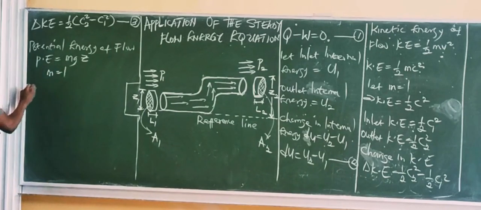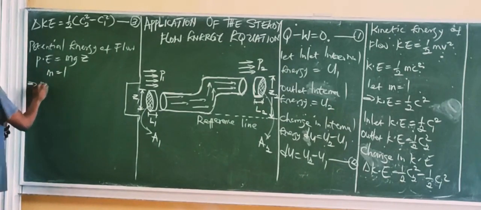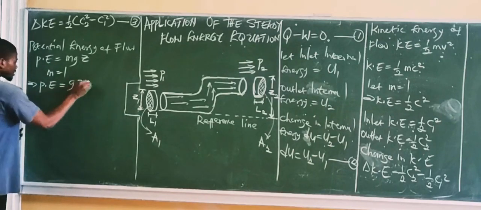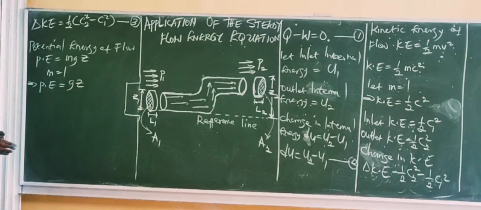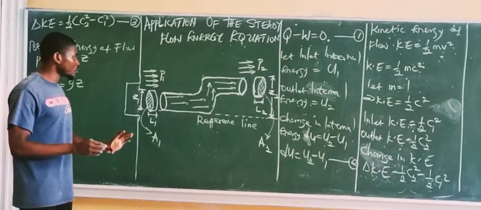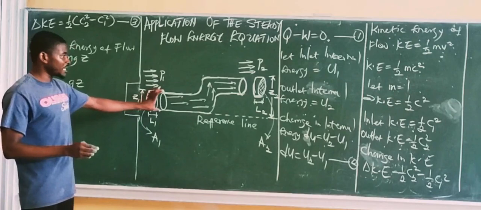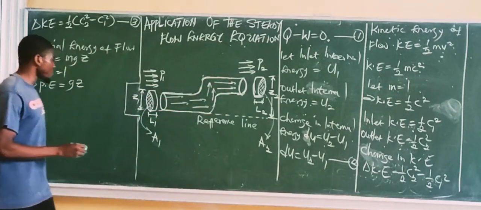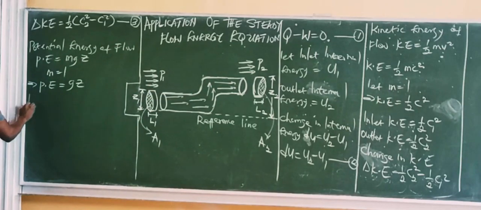So if mass is 1, the potential energy of the fluid is simply gravity times the height. Since the potential energy at the inlet will be quite different from the potential energy at the outlet, we are going to have the inlet potential energy.